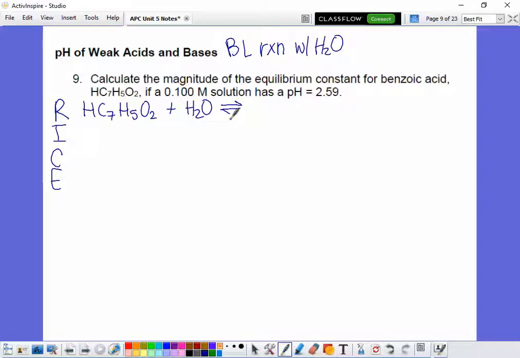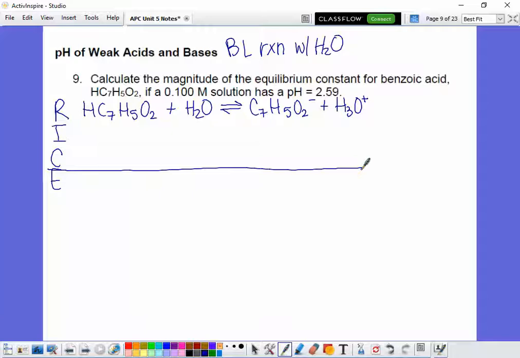Which of those hydrogens is benzoic acid going to give up? The first one, typically. So my products are going to be C7H5O2- and H3O+. Exactly. All right. Let's start filling in the information we know. What is my initial concentration of benzoic acid? 0.100.